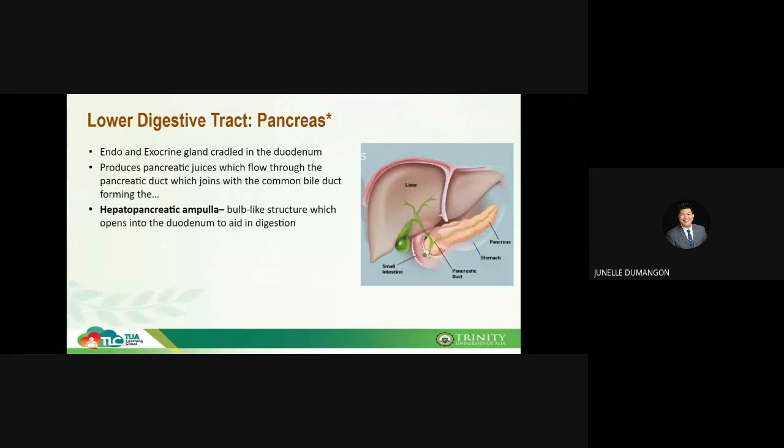Hepatopancreatic ampulla, which is a bulb-like structure that opens into the duodenum to secrete bile and pancreatic juices. Lipase is that enzyme needed for fat digestion produced by your pancreas, and it also produces amylase. So, dalawa na yung amylase natin, in the mouth and in the pancreas. Okay?